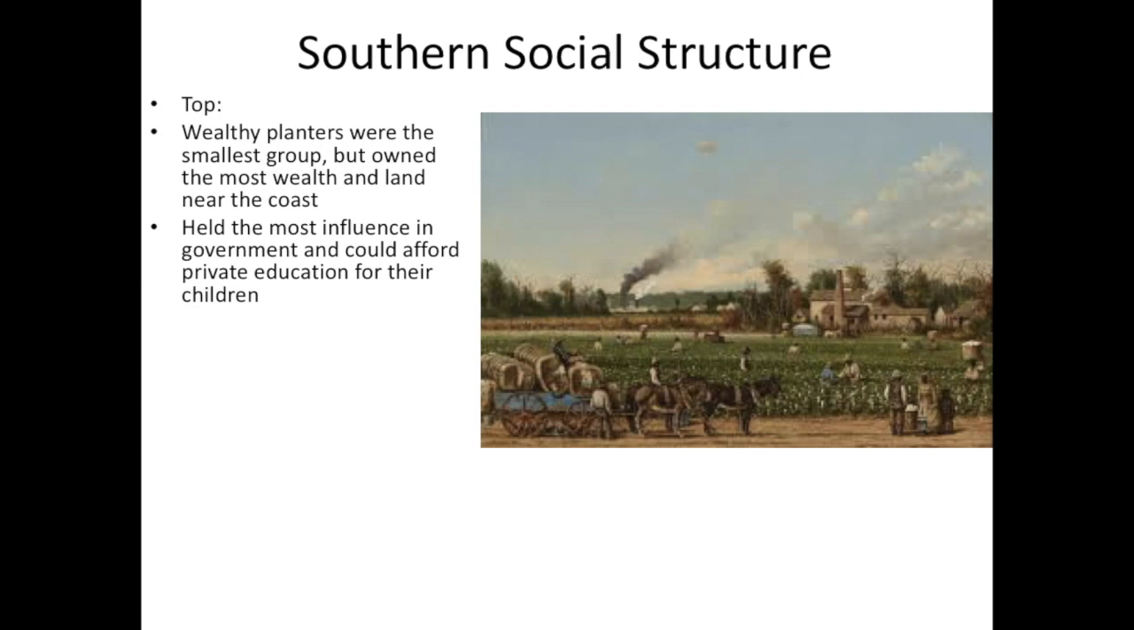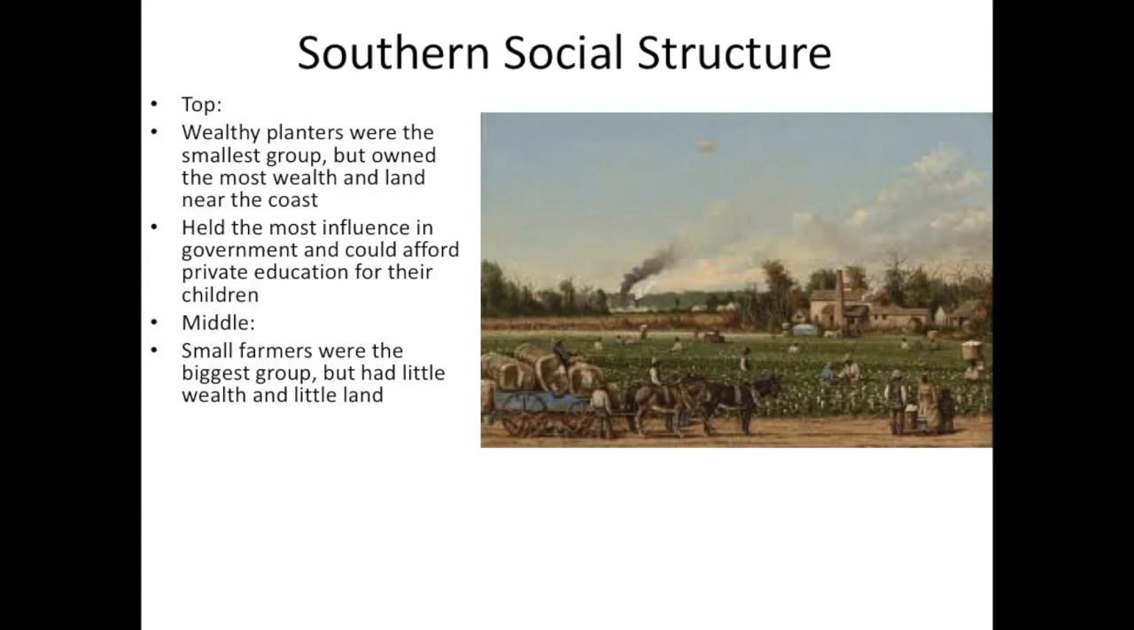Now, the biggest group in terms of population, in terms of number, is going to be the small farmer. So most people in the southern colonies were small farmers. Many of them, if not the majority of them, did not own slaves themselves. Most of the slave owners were in the wealthy planter class, to be honest.